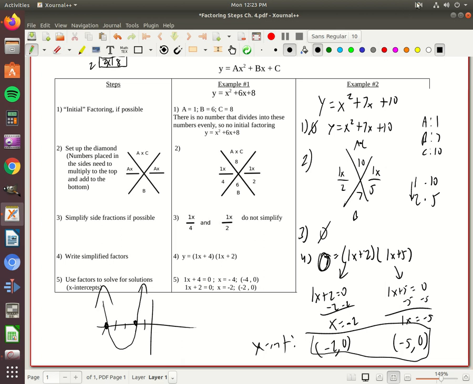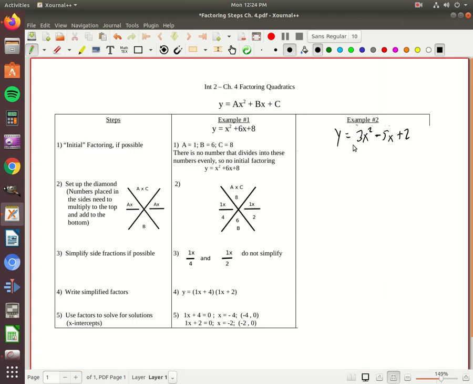I'm going to pause and set up the next problem. We're going to solve y equals 3x squared minus 5x plus 2. And again, the first thing that we'll do is we'll try and factor. Is there any number I can take out of a 3, a 5, and a 2? It looks like 1 would be the biggest, so I can't initially factor there. Maybe I'll put some of those in tomorrow's video, but we need to see that at some point.